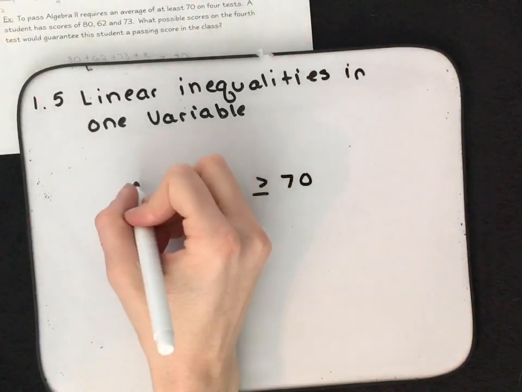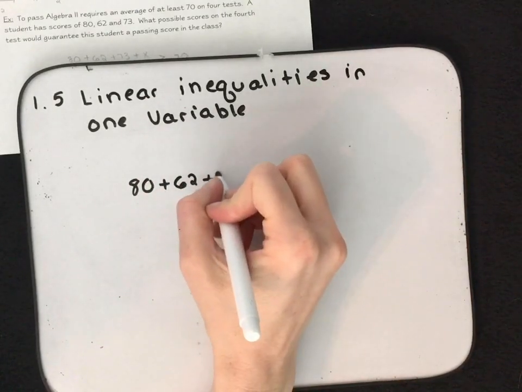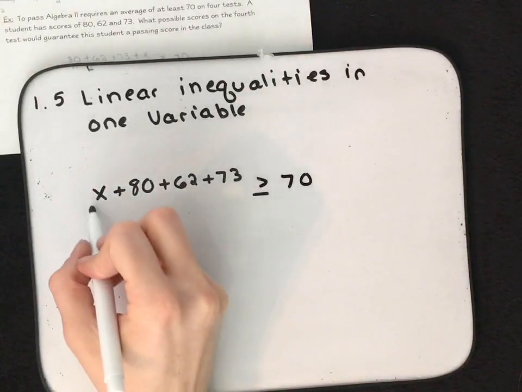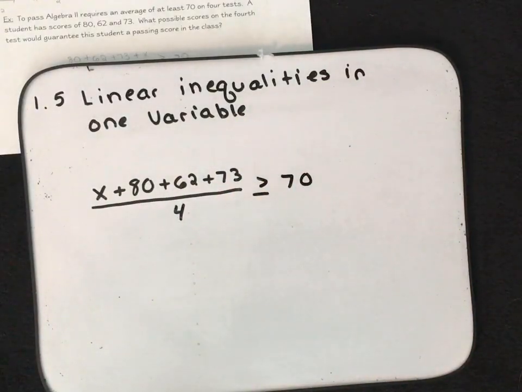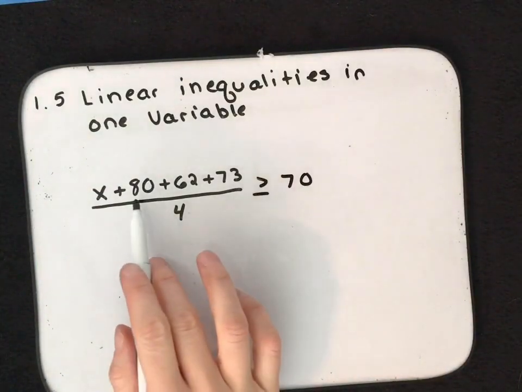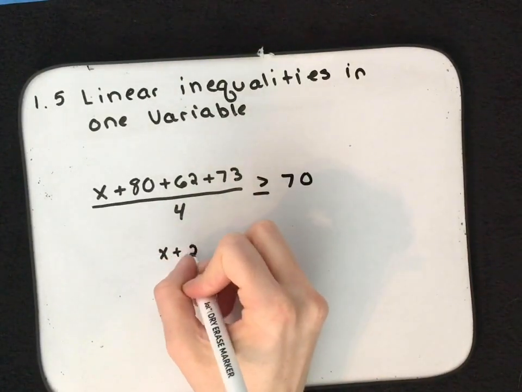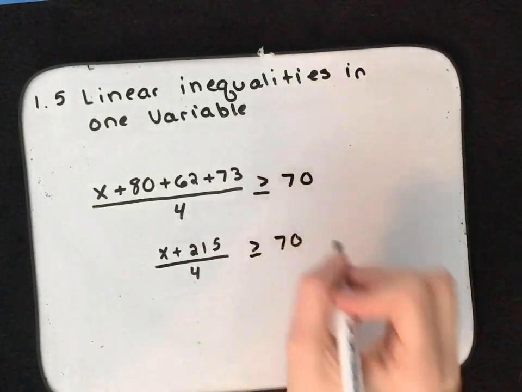A student has scores of an 80, a 62, and a 73. So what would they need for that fourth test? And then remember, to find an average, you add them all up and divide by 4. So this is what we have for the students' scores so far. Now we need to solve it down to figure out what they need on that fourth test. So let's start by cleaning it up a little bit. 80 plus 62 plus 73 is 215. We need that to be greater than or equal to 70.